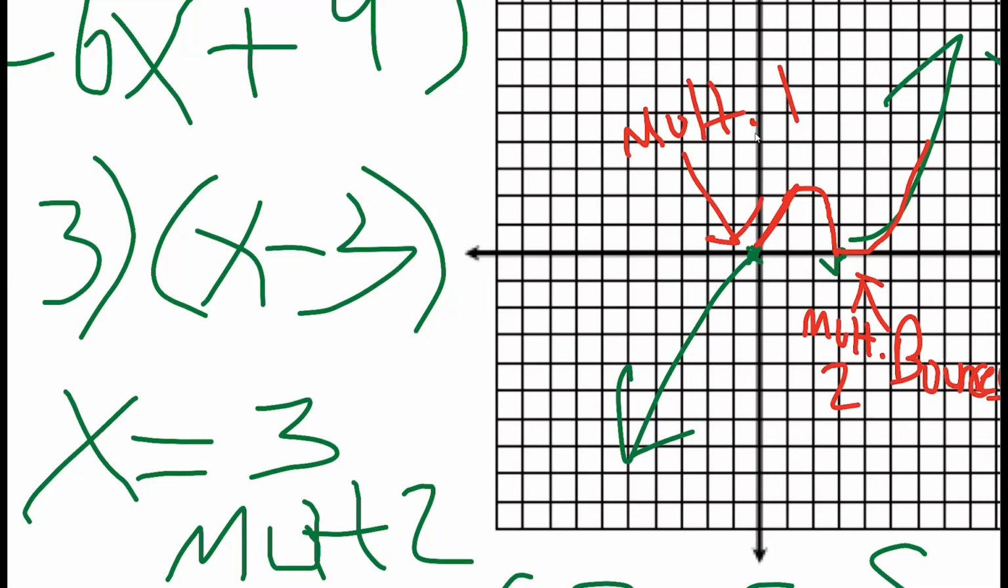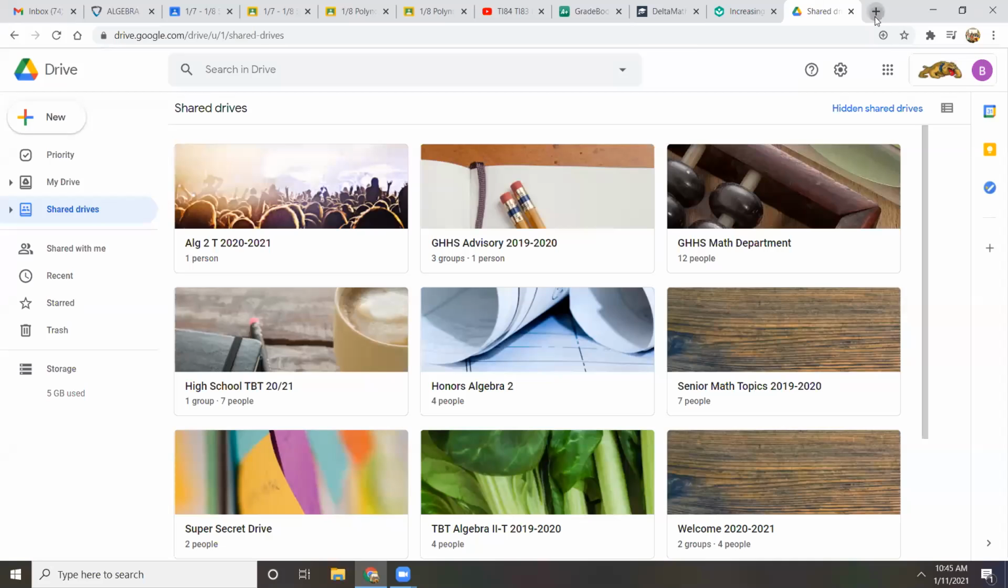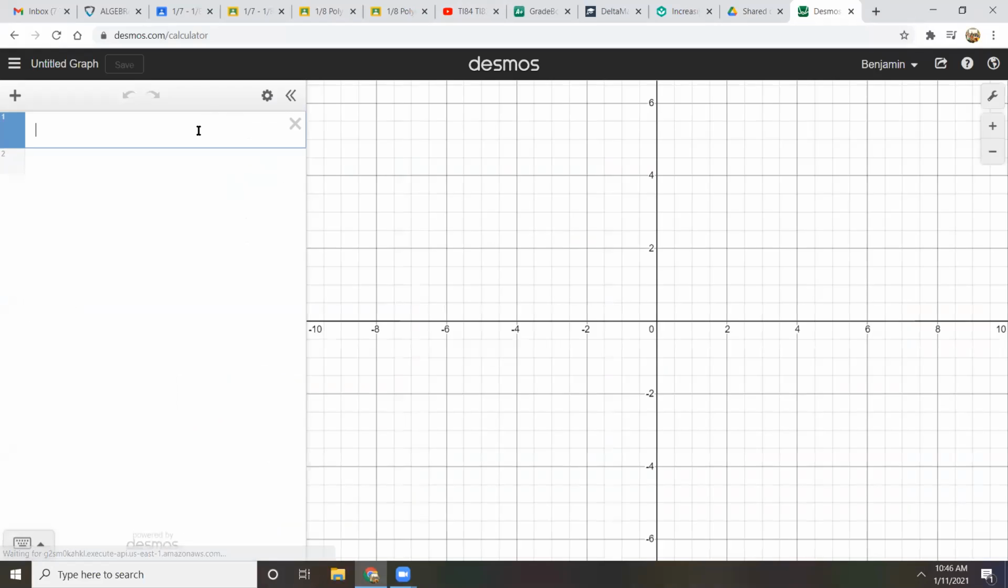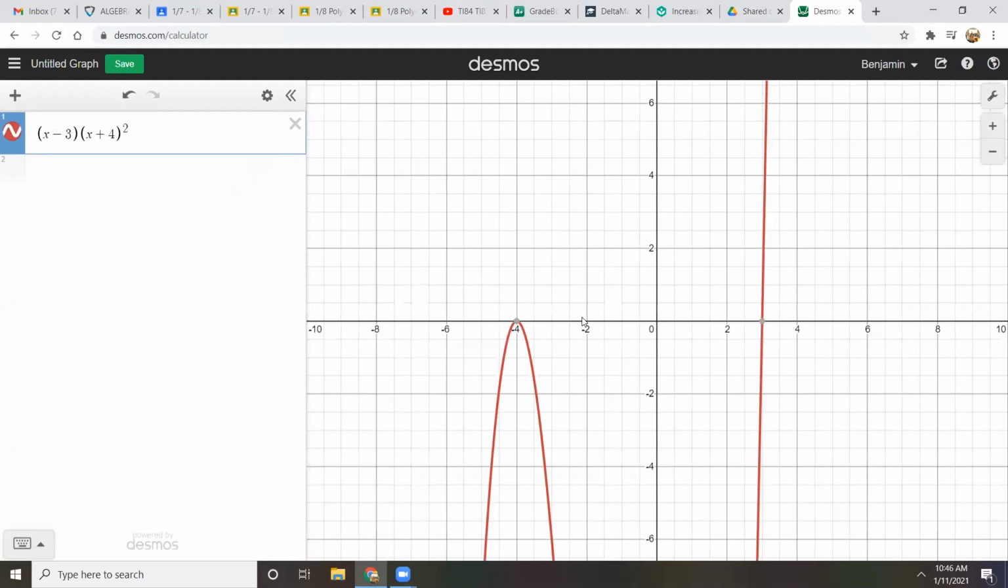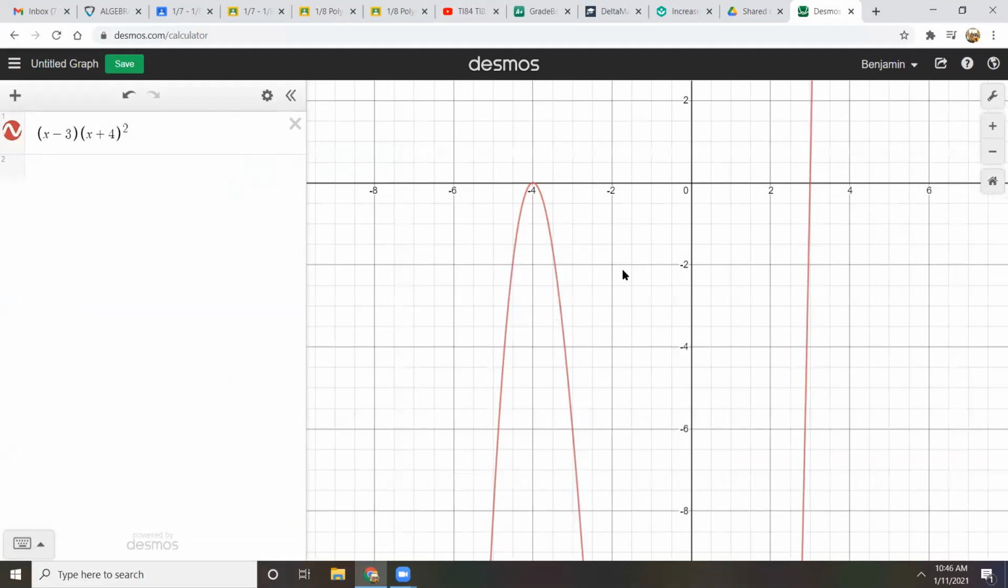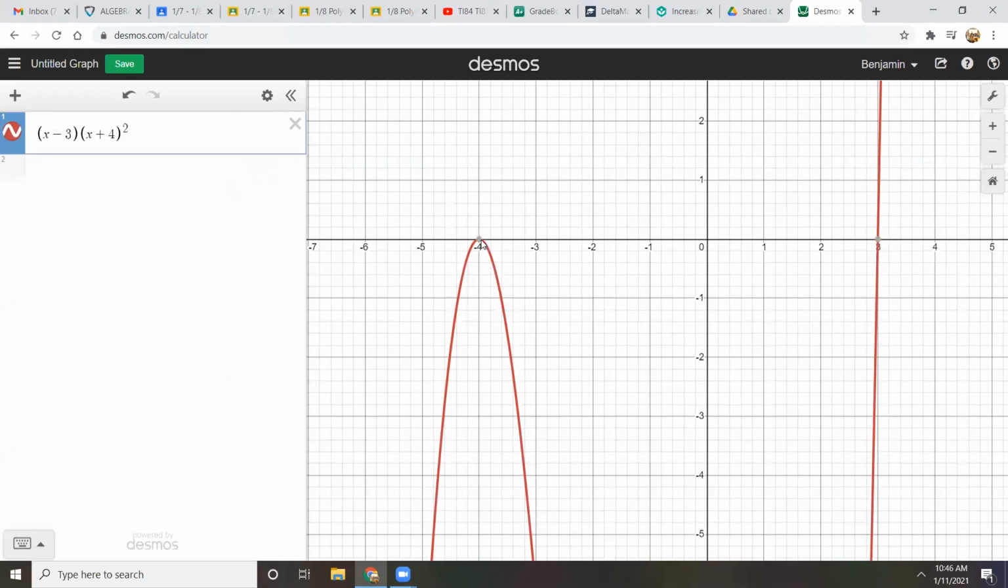If I could just show you a few examples really quick in Desmos, I'm going to share my computer screen. Say, for example, I had x minus 3 and x plus 4 squared. This function could look crazy, but the only thing I'm trying to show you is at negative 4, that would be a multiplicity of 2, so it bounces at this point. And at 3, it's a multiplicity of 1, so it crosses through this point.